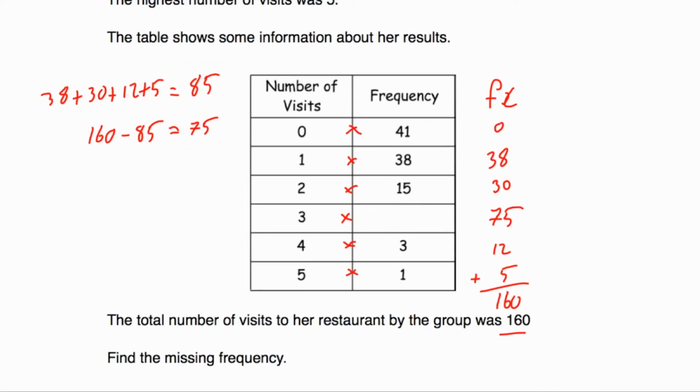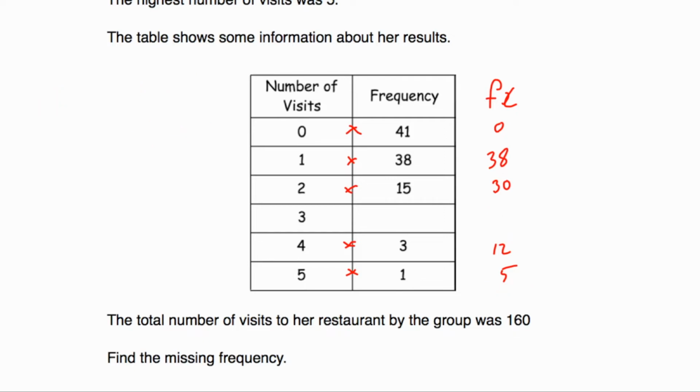Now let's have a look at the question using algebra. So let's go back to the point where we had our choice of approaches. So at this point, whenever we worked out our fx column, we know that the total is equal to 160. Now at this point, we could have let our missing frequency be equal to y, or x, or whatever you want to call it.